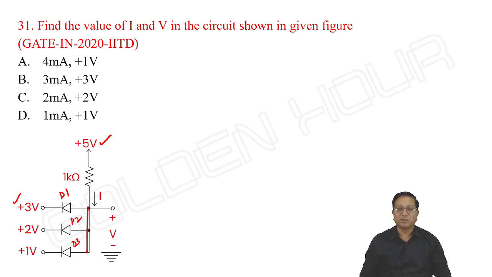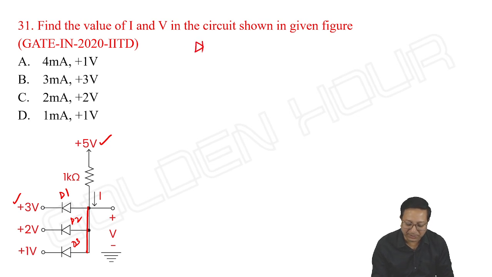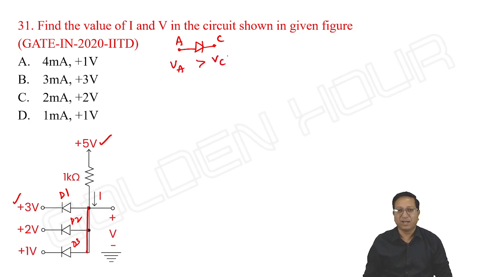For the diode to conduct, anode voltage should be greater than cathode voltage, or cathode voltage should be less than anode voltage. Simple. So the diode with the lowest cathode voltage only conducts. Remaining diodes will be simply off. That's it. How is it so? See this.